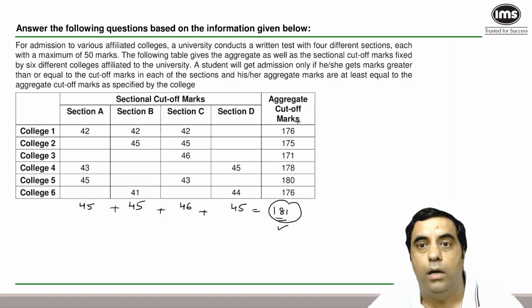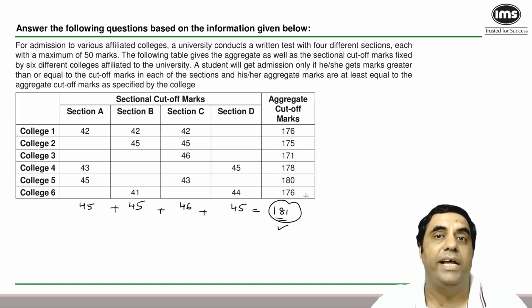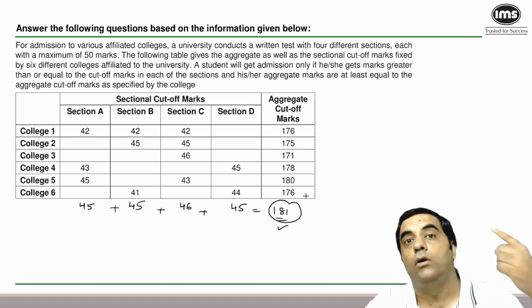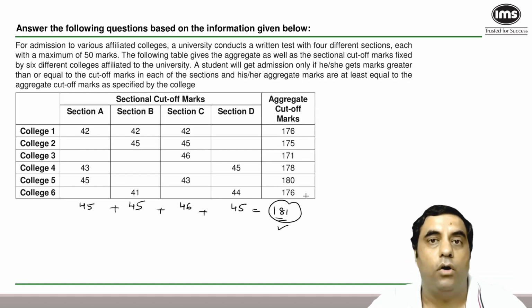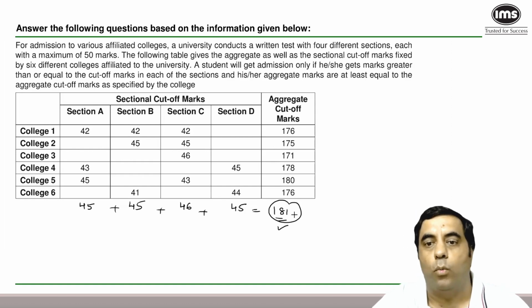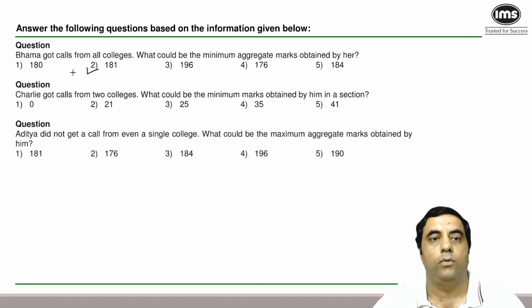Now, had there been an aggregate cutoff which is more than 181, let's say 183, in that case 181 would suffice for the sectional cutoff, but in order to get clearance for all the colleges, I need to have cleared the overall cutoff also. So my score would have to be equal to the highest aggregate cutoff. But in this case, because every overall aggregate cutoff is less than 181, with a score of 181 it is possible to get calls from all, and this is the minimum score.